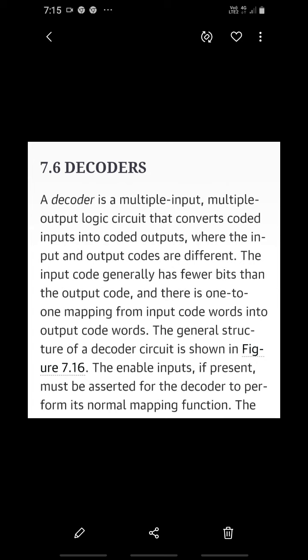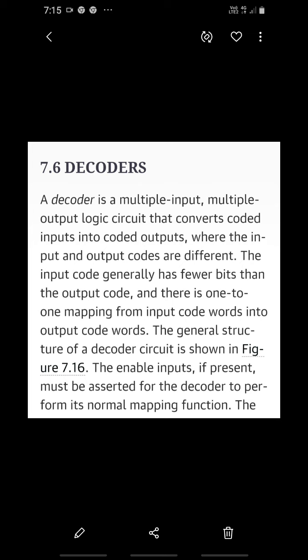Today I am explaining about decoders. A decoder is a multiple input, multiple output logic circuit that converts coded inputs into coded outputs, where the input and output codes are different.